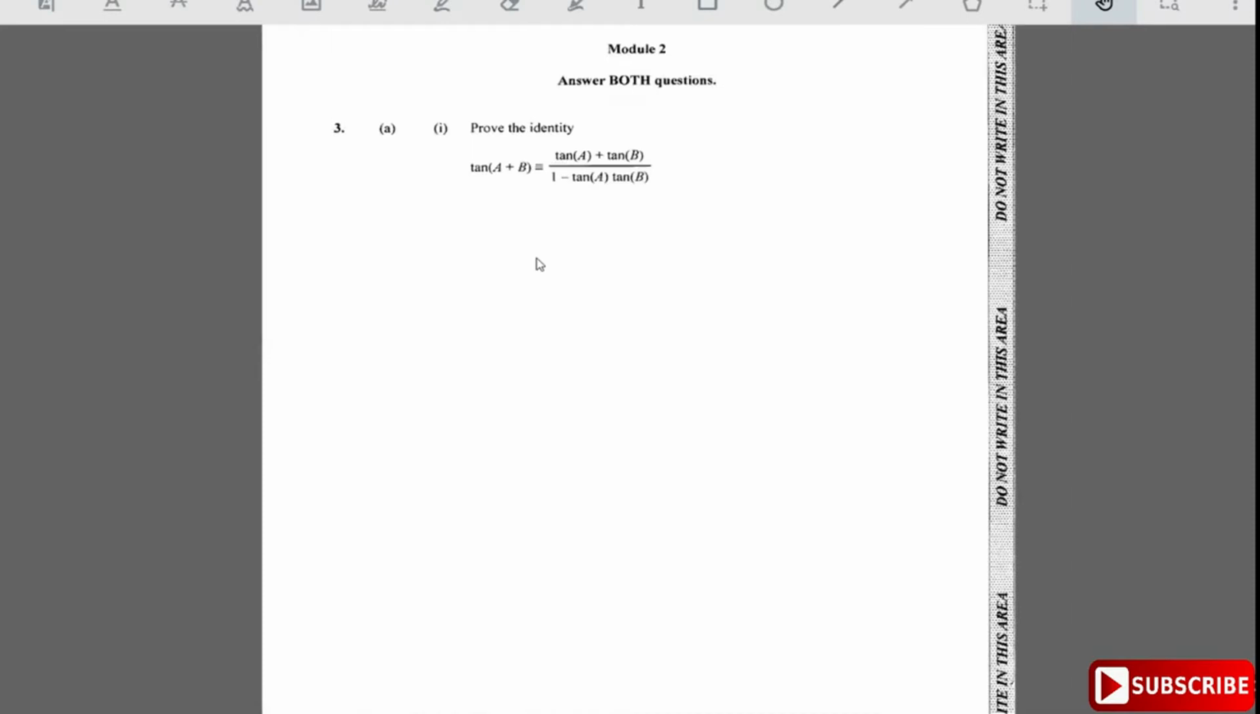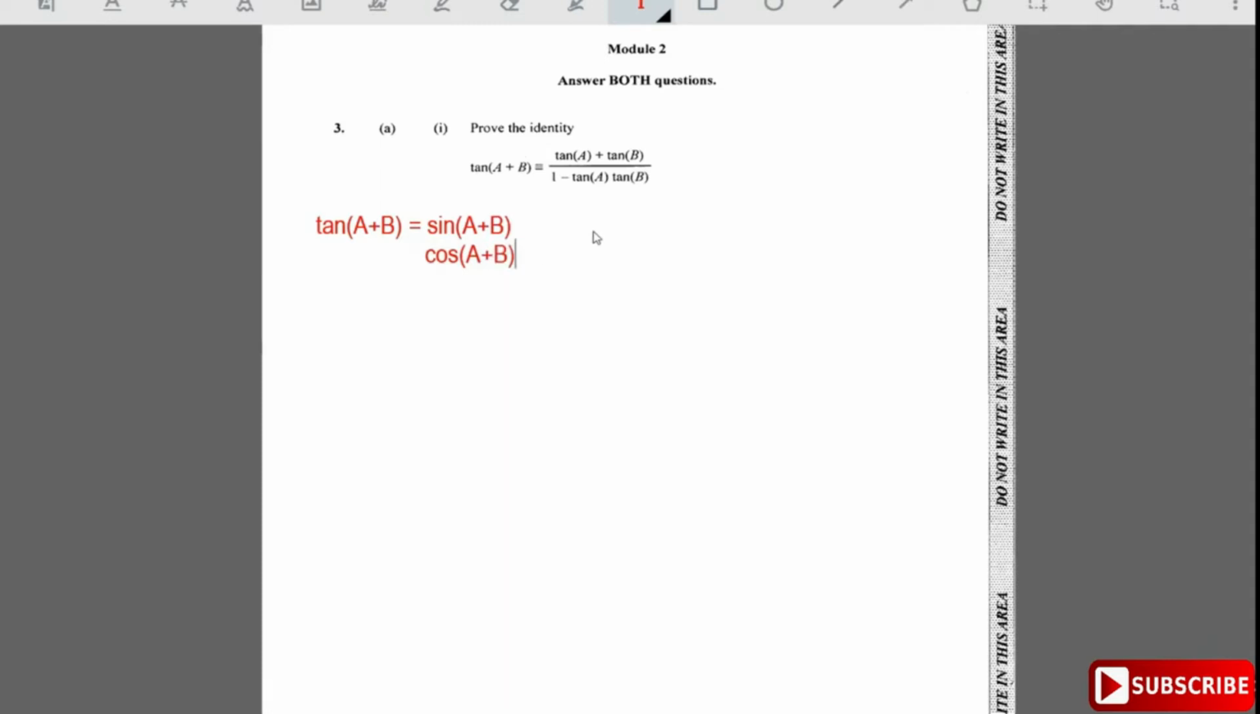Part 3 says to prove this identity: prove that tan of A plus B is equal to tan A plus tan B over 1 minus tan A tan B. So to do this proof, we have the tan of A plus B. We know that tan is sine over cos, so it is equal to the sine of A plus B divided by the cos of A plus B.